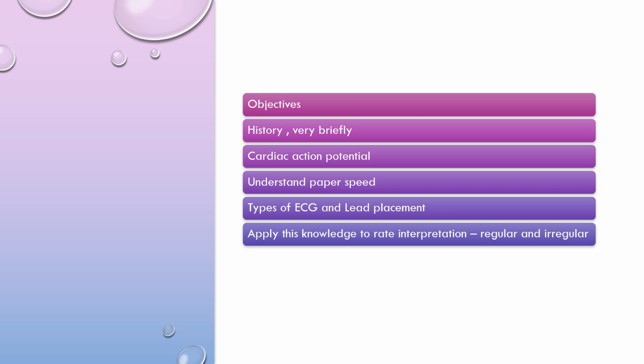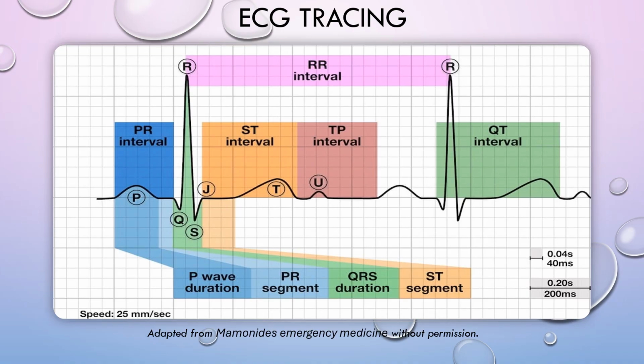The objectives today will be the history of ECG, very briefly. We'll look at the cardiac action potential. We'll understand paper speed. We'll look at types of ECG and lead placement. And we'll apply this knowledge to rate interpretation when it's regular and when it's irregular.